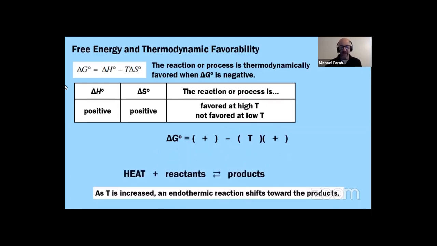So we have a positive delta H, which means we have an endothermic reaction. You may recall from an earlier lesson that as temperature is increased, the endothermic reaction will shift in the direction of the products. That would make the reaction more favorable. So an endothermic reaction tends to be favored at high temperature.